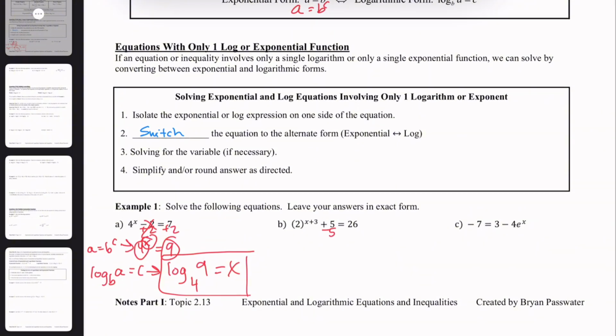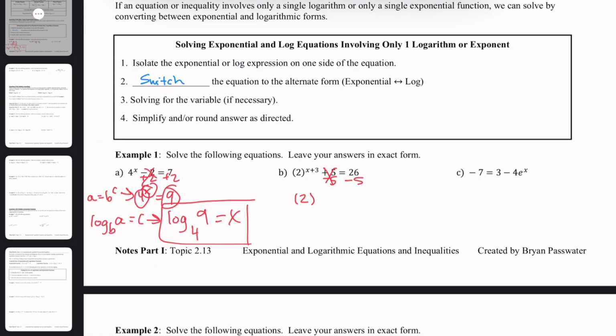Let's isolate. That's 21. Now we want to switch this into log form. To make it easier, we can always write the forms down. That's exponential. And then log is b, a, c. So log base 2, and then a is 21, is equal to x plus 3. But we don't have the variable yet. It's still not solved yet.